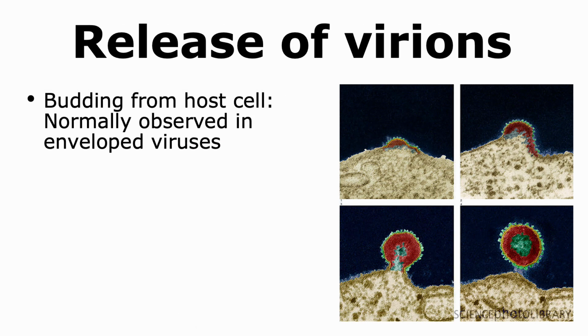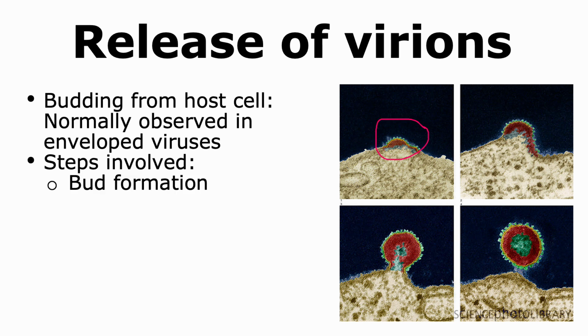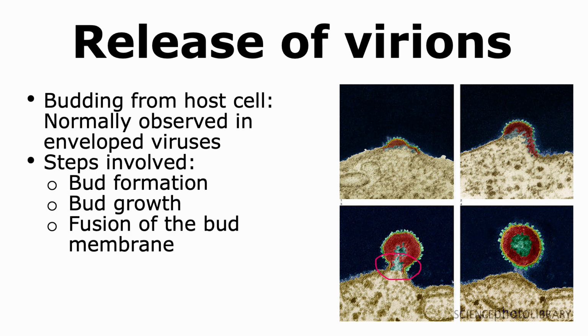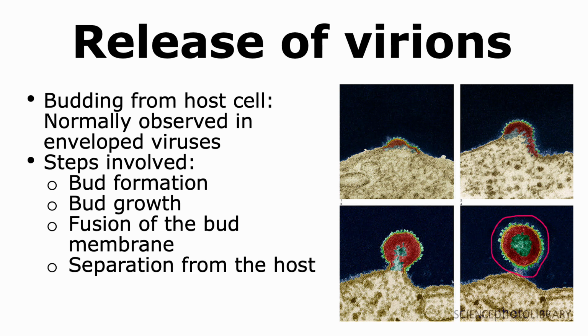The process of the virion budding from the host cell is a complex process and normally observed in enveloped viruses. There are different steps involved, and the first step is the formation of the bud. The bud then grows, and as it starts growing and becoming larger, ultimately the membranes that are holding the bud to the host cell will fuse so that the bud can now completely separate from the host. In this case, the bud is going to be a virion.